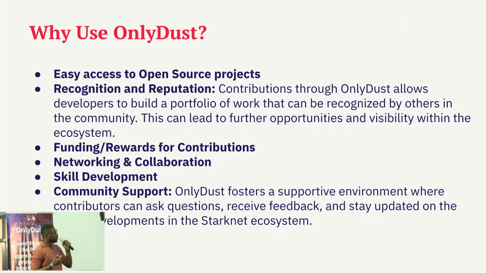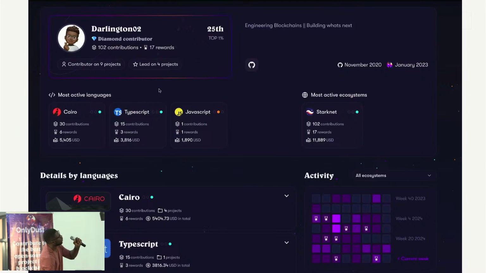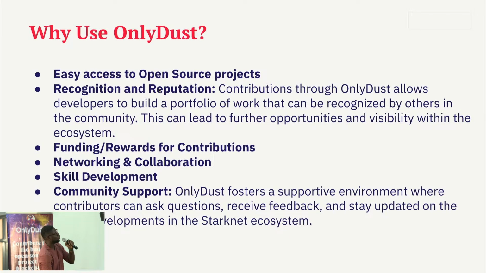Now, recognition and reputation. OnlyDust has something like a star, or what is it called? Let's go back to this guy. See the place where they wrote diamond contributor. So it has something like level. Yeah, that's the right word. So level, which can tell that, okay, this is your reputation in the open source contribution ecosystem and all. And you can also be recognized for your contributions because the community sees you and they see what you have been doing.